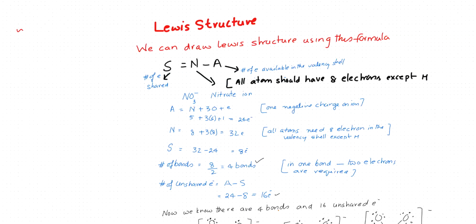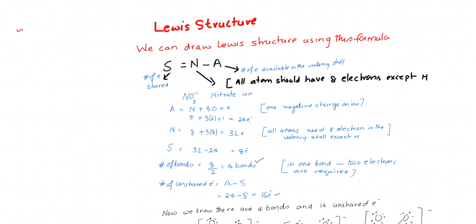Now N is needed. All atoms should have 8. So nitrogen, if it has 8, it's stable, and each oxygen should have 8. So 3 times 8 plus 8 comes to 32 electrons. If there were 32 electrons, then all these atoms would be stable with 8 electrons. But they have only 24 electrons available, so they share.